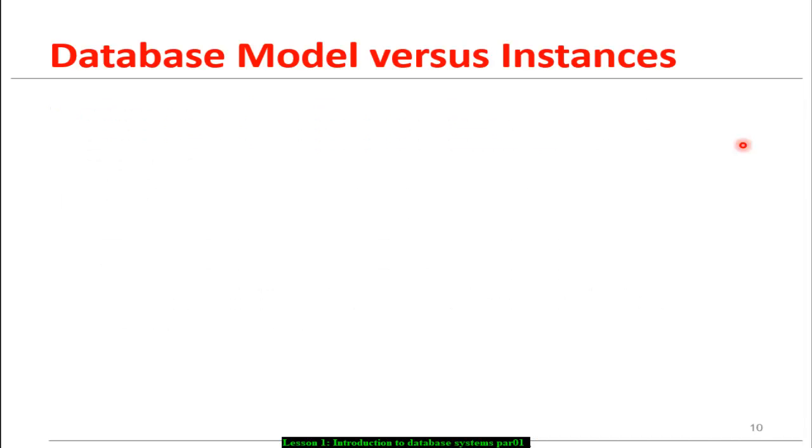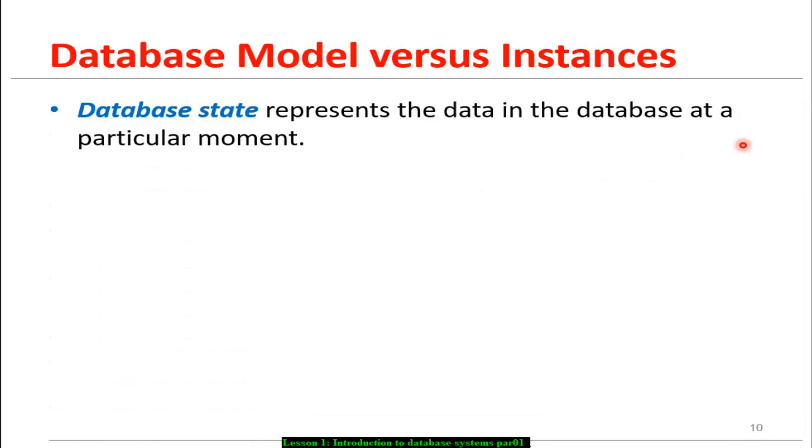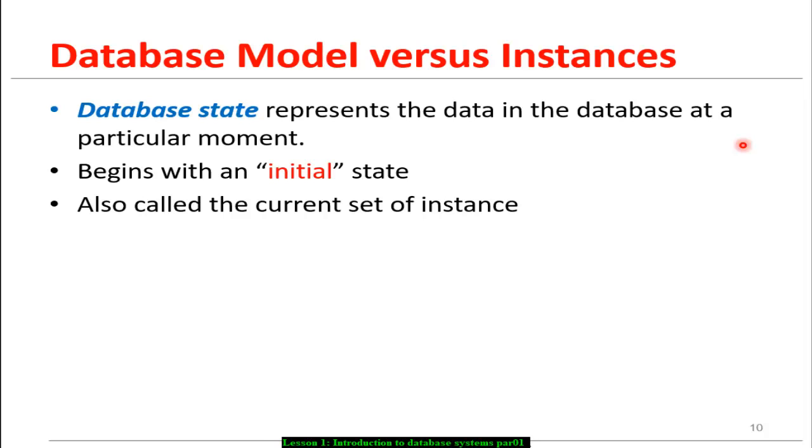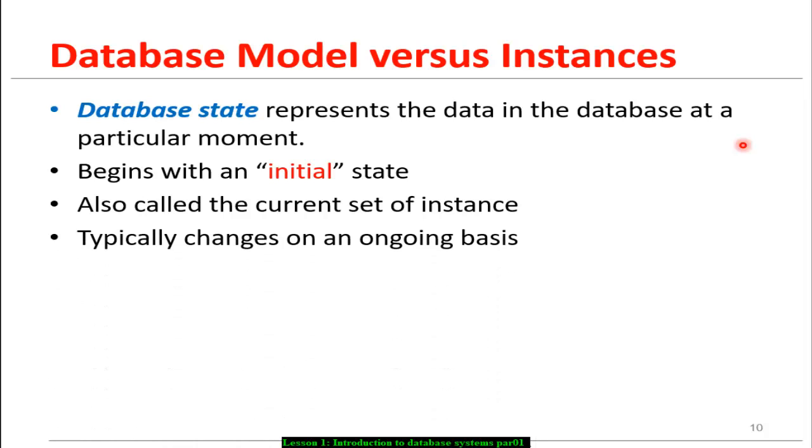Whereas, database state represents the data in the database at a particular moment. It begins with an initial state, also called the current set of instances, and typically changes on an ongoing basis.